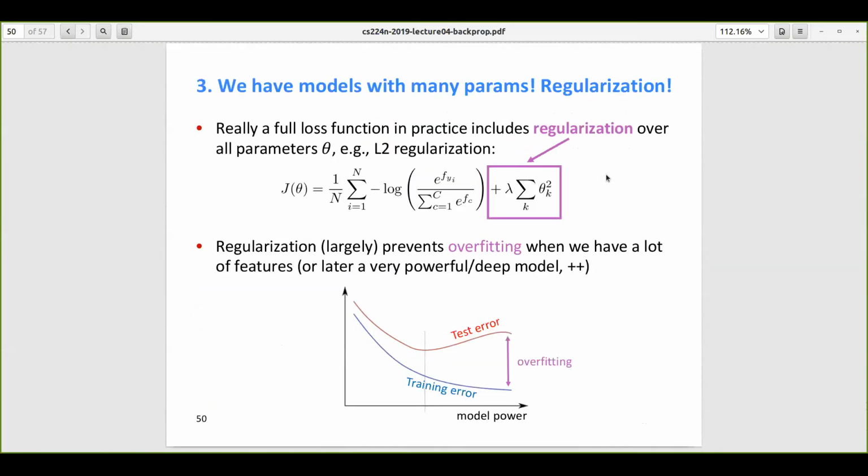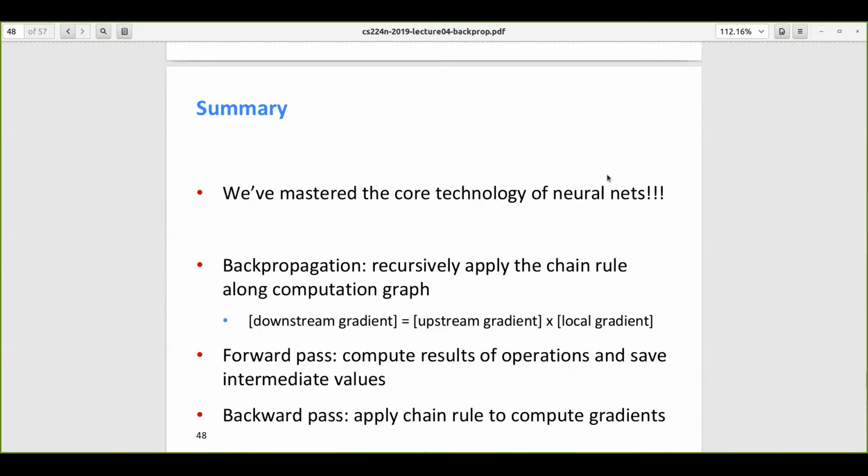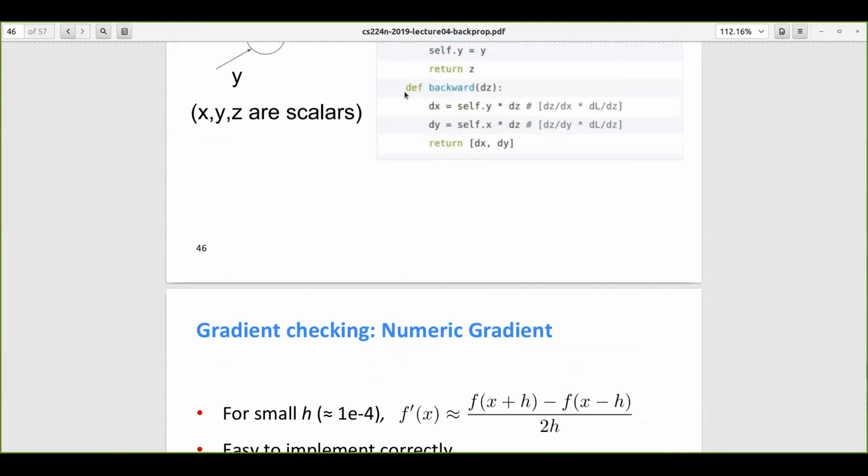Now I will walk you all through the blog that I told you I found very useful. So if there are any questions about anything that's discussed so far, please feel free to ask.